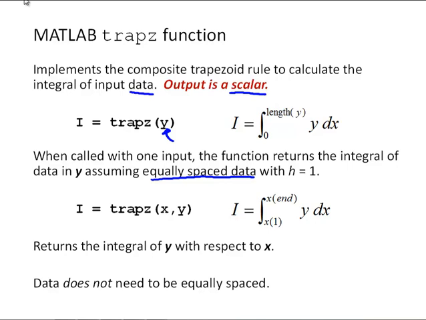If you call trapz with two inputs, x and y, it will integrate the data in y with respect to the data in x, going from x1 to xn in whatever increment the data x has. And that data does not need to be equally spaced.